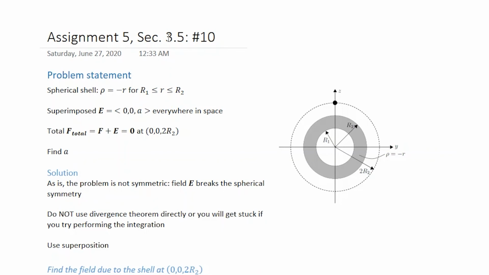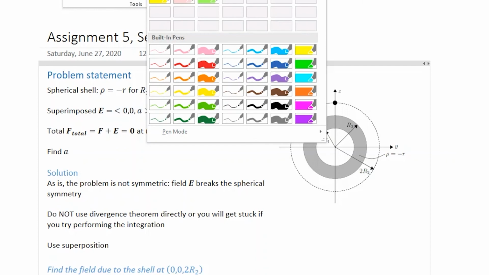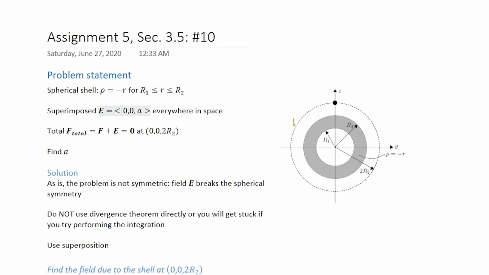Now let's do problem 10 from section 3.5 in assignment 5. You are given a spherical shell with charge density equal to negative r, right here, between r1 and r2, this and this radius. And you are also told that there is a superimposed field E, 0, 0, A everywhere in space. Let me draw that field in orange. It would go something like this. This is E. Now, if A was negative, then it would go down instead. And we don't know the sign just yet.